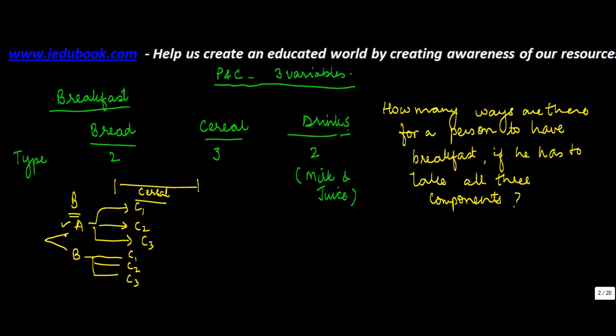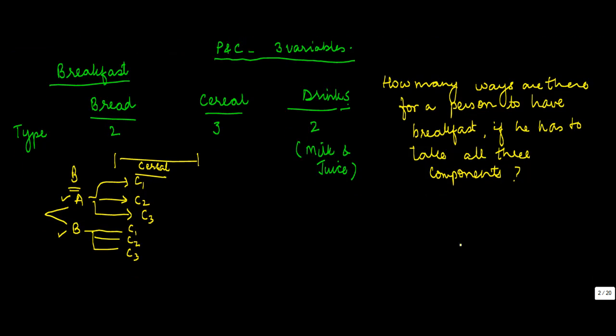So either you can have bread A or you can have bread B. Similarly, you can have either cereal 1, 2 or 3 with the first bread, or cereal 1, 2 or 3 with the second bread. So basically, with two breads and three cereals, each bread can be had with any of these three cereals. So there are 2 into 3 is equal to 6 ways in which you can have breads and cereals together, which is also depicted from here. If you count this, 1, 2, 3, 4, 5, 6.